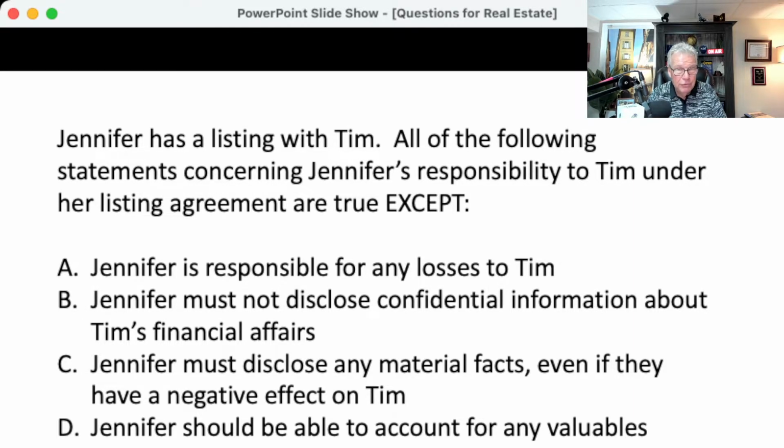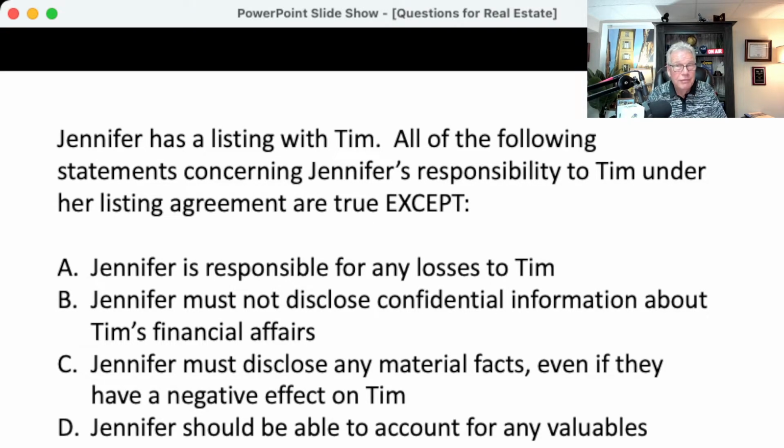So B is true. C, Jennifer must disclose any material facts, even if they have a negative effect on Tim. Well, now a material fact is not confidential information, but it could be that Jennifer knows the basement leaks. That's a material defect, but it's also a material fact. So even if Jennifer knows about it, she has to disclose it to the agent or the buyer or the other party, even though maybe Tim has said, Jennifer, don't tell anybody the basement leaks.